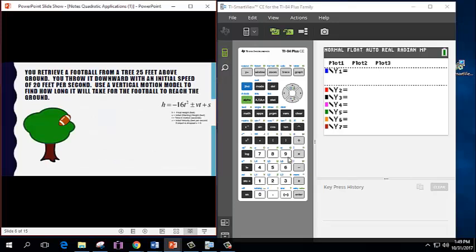Okay, so here we go. I've got the formula over here. It's kind of small to see, but you have your h, your s, your t, and your v. So: you retrieve a football from a tree 25 feet above the ground. You throw it downward with an initial speed of 20 feet per second. Using a vertical motion model, find how long it will take for the football to reach the ground.